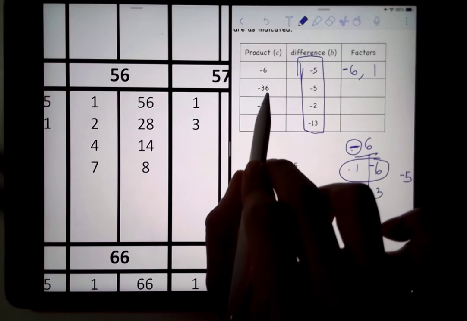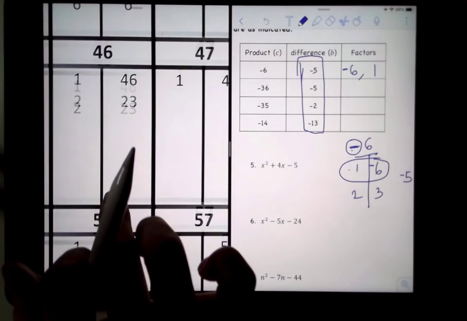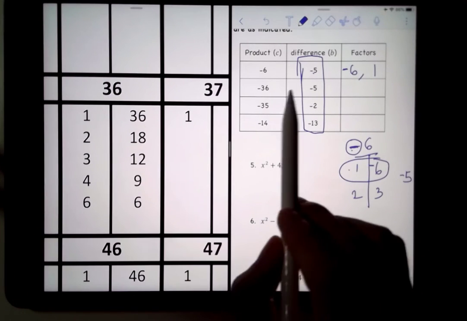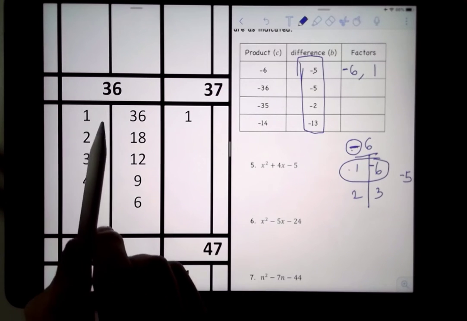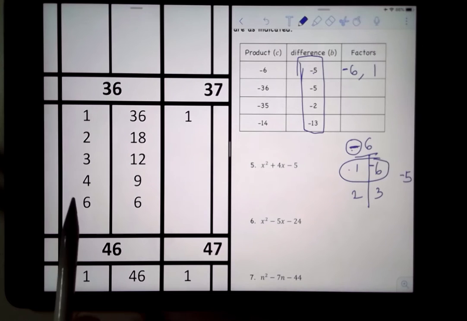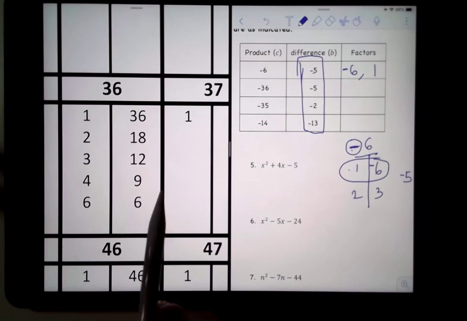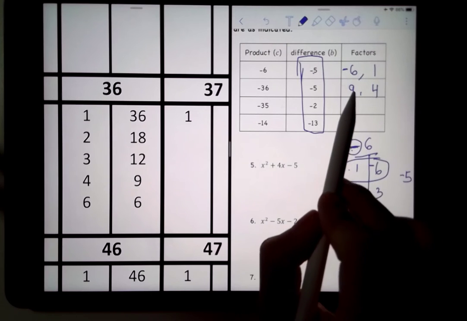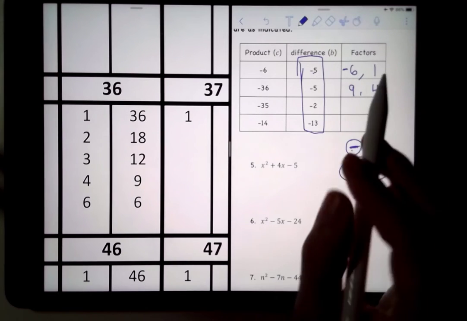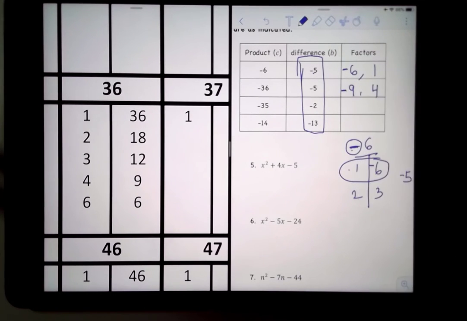And then let's look at this. 36. So I'm going to go to 36. It's over here. And this time what? Your difference is 5. So look, which one makes 5? It's 4, 9. Right? And think about it. How can I get negative 5? Then negative 9 and 4.